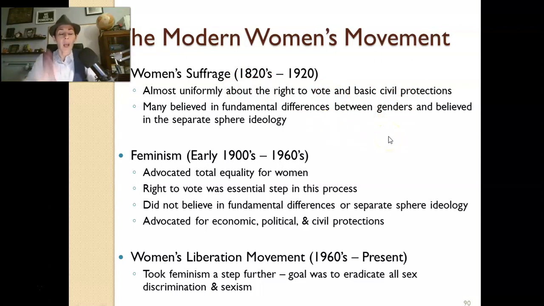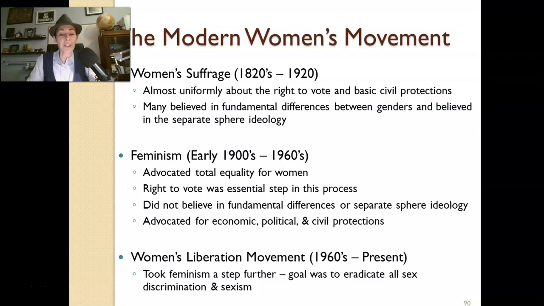Now, feminism, as we would understand it, well, almost how we would understand it, starts from the early 1900s to the 1960s. A lot of this is advocating total equality for women. Right to vote was an essential step in this process. These folks did not believe in fundamental differences or separate spheres, and they advocated for complete and total economic, political, and civil protections.